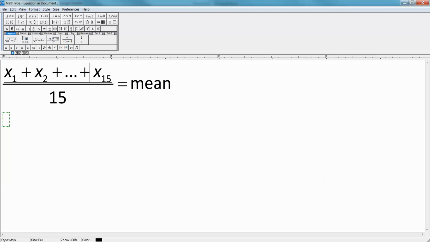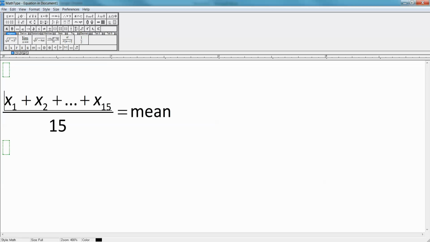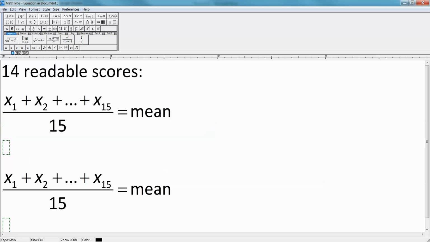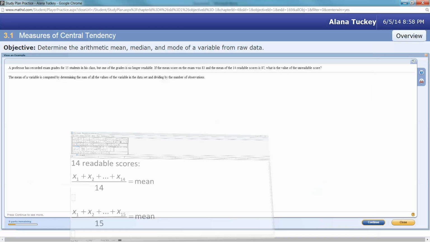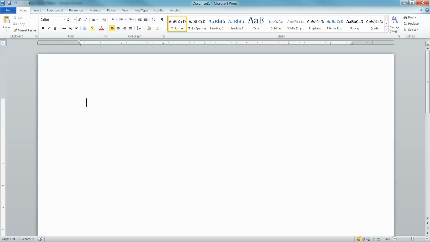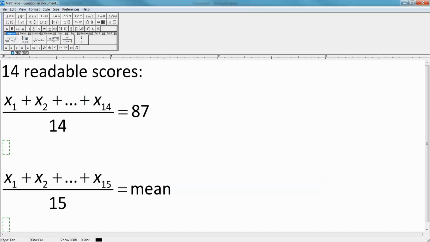So, all right. We know that if you take the 14 readable scores, just look at those 14 for just a second. You want to know what the first 14 add up to. So let's say the 15th one, this one right here, is the one you don't know. Let's take the first 14 scores and start there. If we add them up and divide by 14, we're going to get 87, because it says the average of the first 14 readable scores is 87. So we know this is equal to 87.